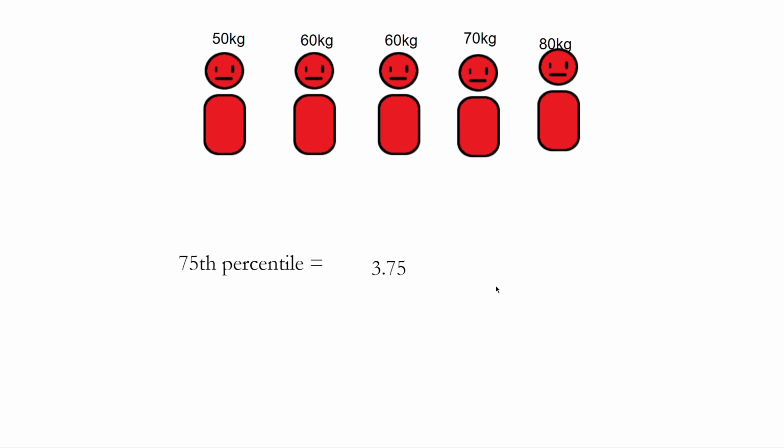And for 3.75, what we have to do now is round it up. That makes it 4. So now just go to the fourth person numerically. You have to order them numerically and go to the fourth person from the least number. This is the smallest number in the whole group. Let's count 4. That'll be this person right here. So how heavy is this guy? 70 kg. So 70 kg is the 75th percentile. That's how you calculate the percentile.